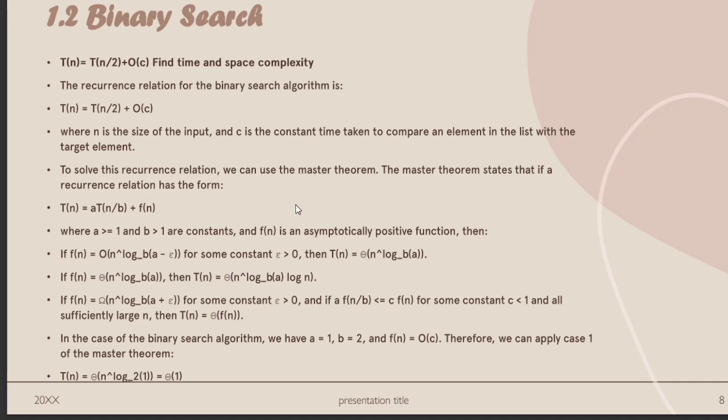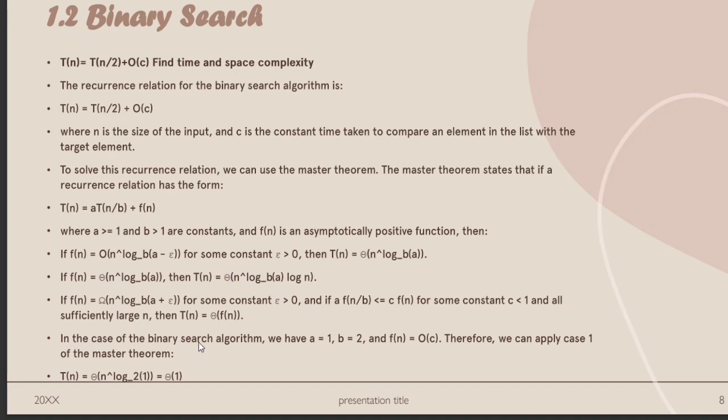The Master's theorem applies to a recurrence relation of the form T(n) equals a T(n by b) plus f(n), where a is greater than or equal to 1 and b is greater than 1 are constants, and f(n) is an asymptotically positive function. Then if f(n) equals O(n to the power log b a minus epsilon) for some constant epsilon, then T(n) equals theta of n to the power log b a. Then the other cases are given here.